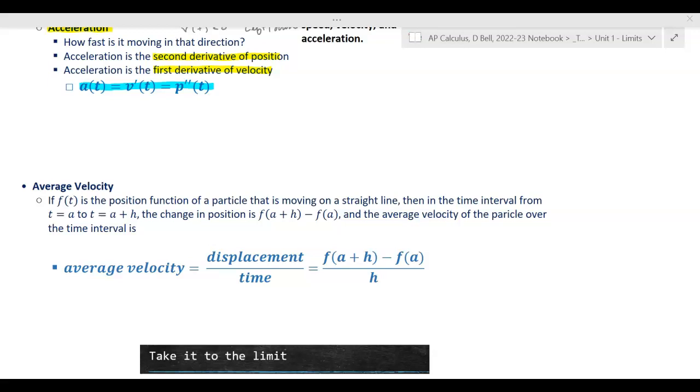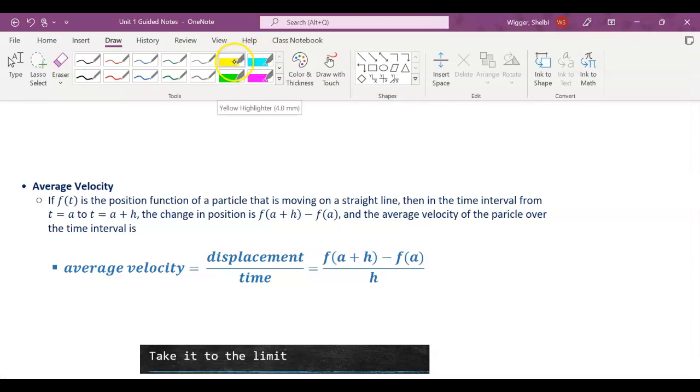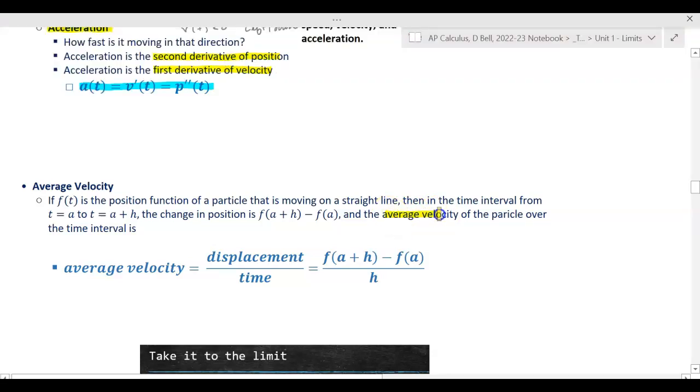And the average velocity of a particle is equal to displacement over time. So it's the change in position over the change in time. Right? Displacement is change in position over the change in time. So average velocity is actually the slope of position.